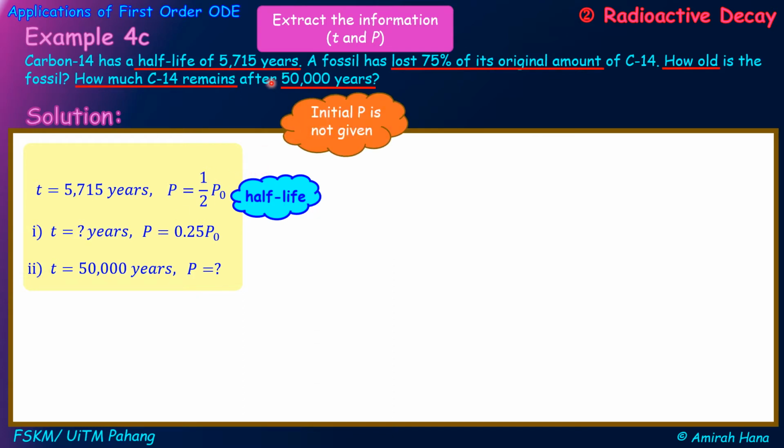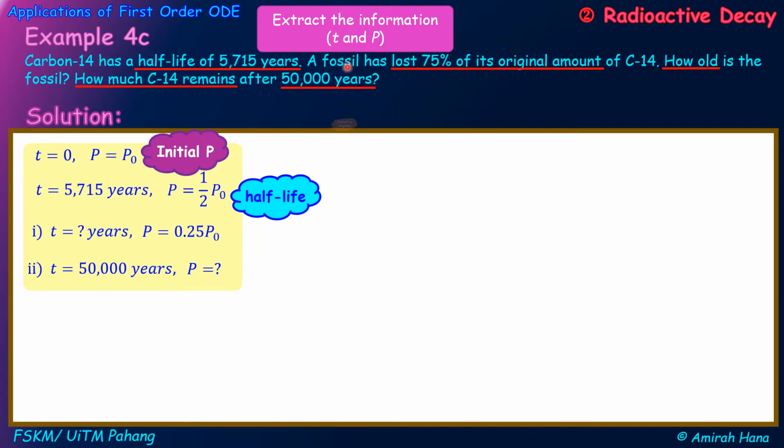From here, the initial condition, the initial P is not given. So we need to write t equals 0, P equals P naught. This is the initial population or the initial P. In this case, the initial mass of this fossil.